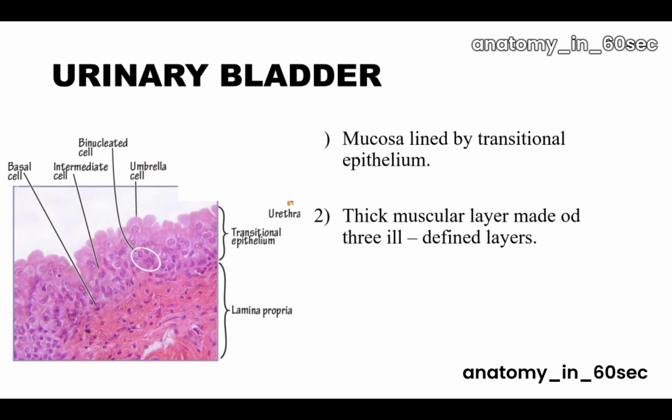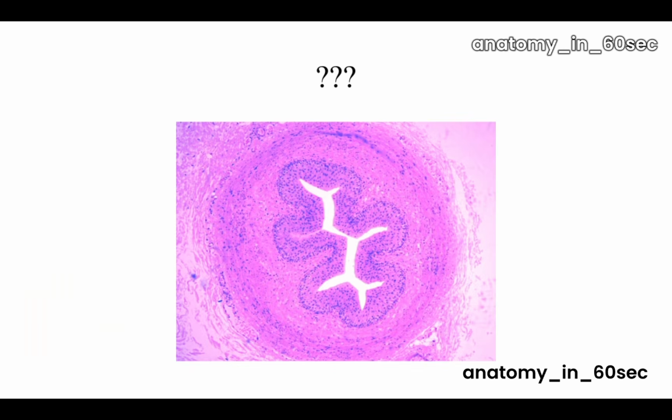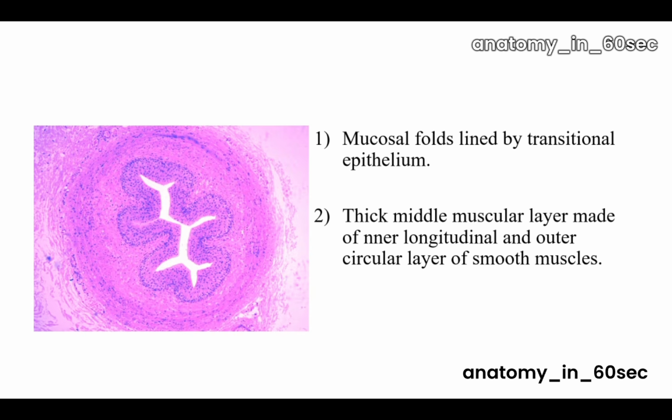The mucosa is lined with transitional epithelium and a thick muscular layer is present. Whereas if there is a star shaped lumen and on top of that urothelium, then that is the slide of ureter, because the star shaped lumen is present in the center, and this is the epithelium, and this is the extensive thick muscular coat. So considering all this, this is the slide of ureter. The mucosa is thrown into folds and is lined by transitional epithelium and a thick muscular layer is present.